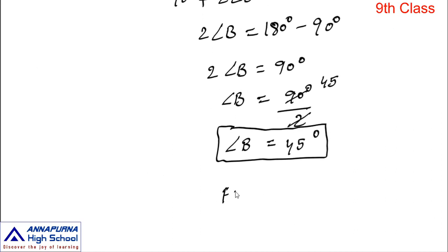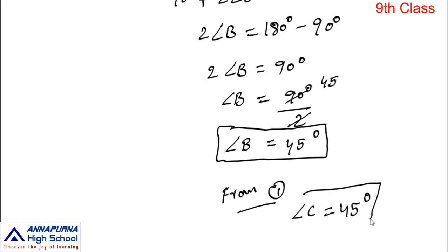From 1, angle B is equal to angle C. So angle C is equal to 45 degrees. Angle B is equal to 45 degrees. This is the 7th problem.